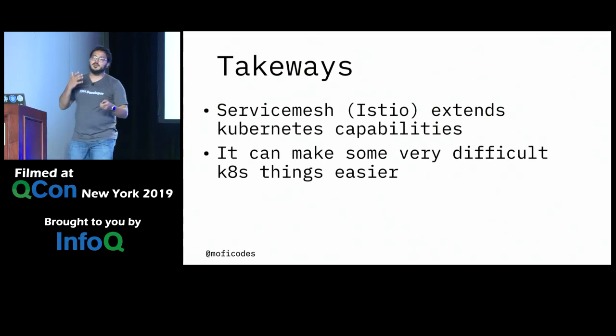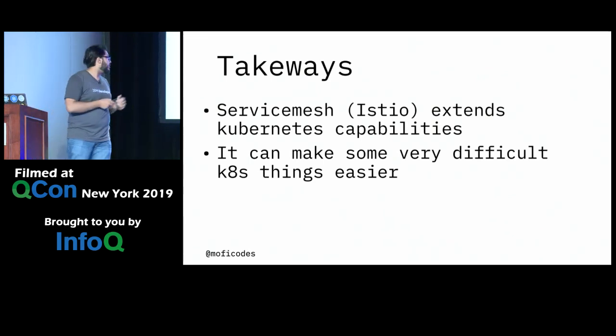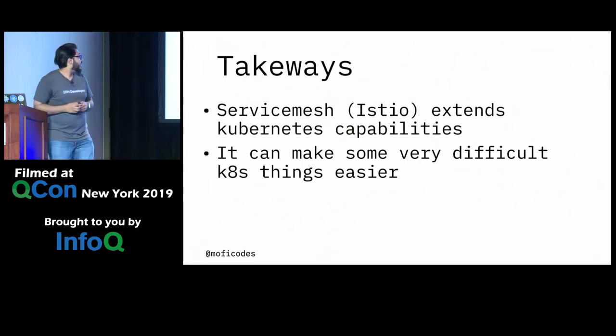So the key takeaway from this talk, if you take anything, would be that service mesh and Istio, as we showed, extend Kubernetes capabilities in some ways. And it can make some very difficult Kubernetes things a little bit easier to manage.